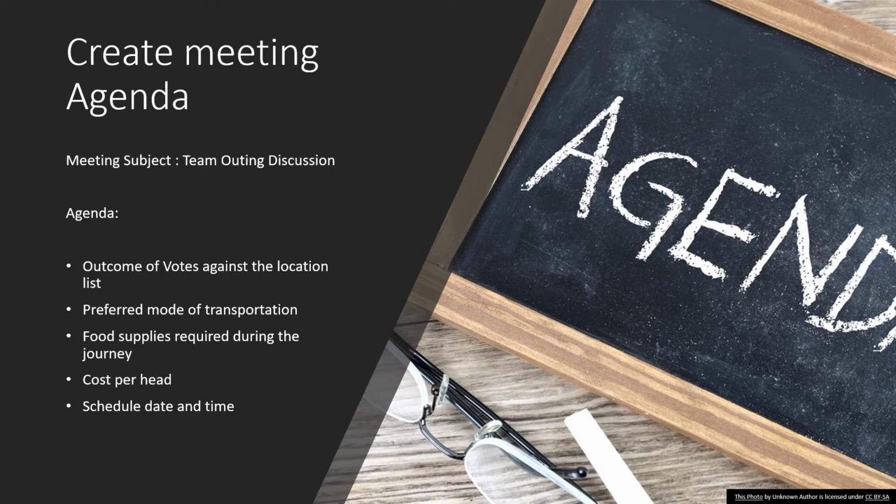Before moving into the meeting you have given the team some time to vote against the location list. So a rough agenda would look something like this as you see on the screen. You would like to start by introducing the attendees with the agenda, so basically you are going to present the result of the vote, thereby finalizing one location, and then discuss on mode of transportation followed by food supplies we require during the journey and how much it would cost per head and when do you plan to go for the outing, and at the end of the session you will be issuing the outcome of the meeting in form of minutes of meeting.